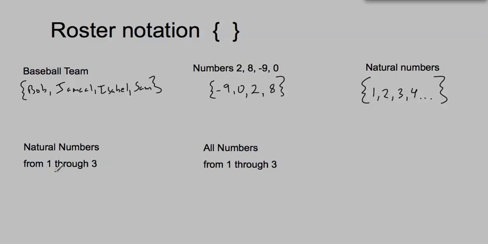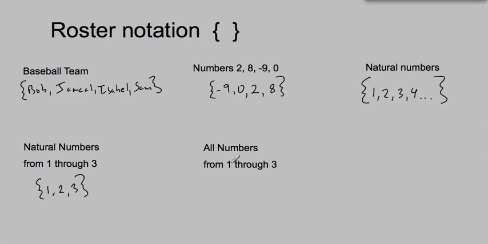Let's say I wanted to write the natural numbers from 1 through 3. Again, I'd open with a brace and start my list. Well, what numbers am I talking about? I'm talking about the natural numbers, so no decimals, no zeros, and no negatives, from 1 through 3. 1, 2, 3. That's the end, so I would close my roster with another brace. I've got a 3-element set consisting of 1, 2, and 3.